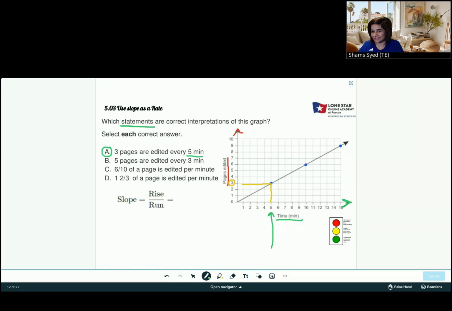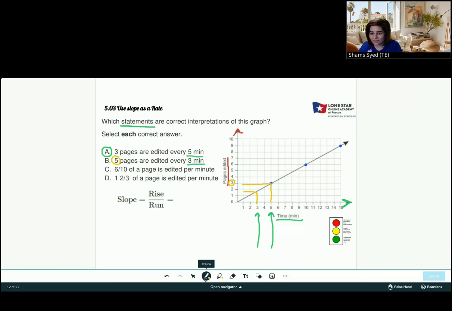Got it? Now they're talking about when time is 3. When time is 3, are 5 pages being read? Let's see. When time is 3, is that 5 pages? Not 5 pages, right? Seems like less than 2 pages.